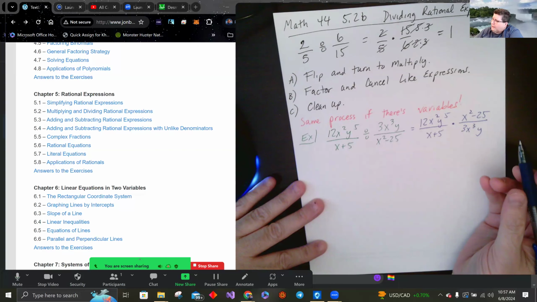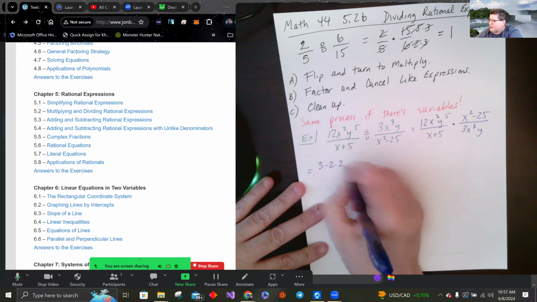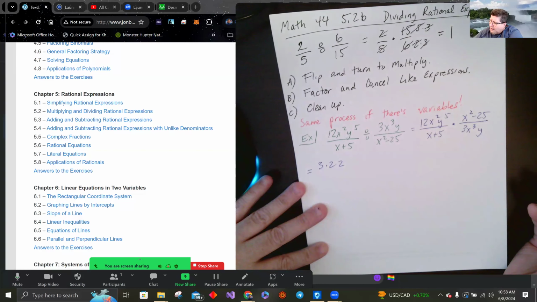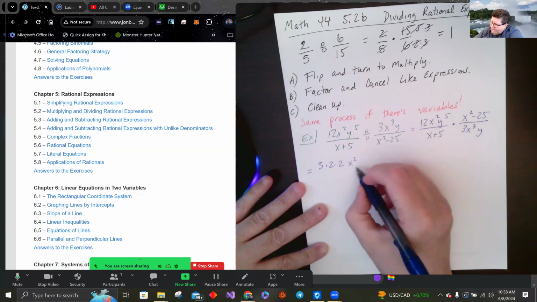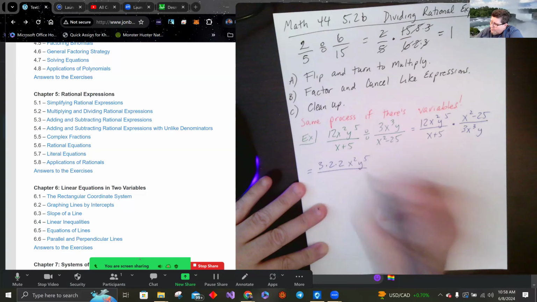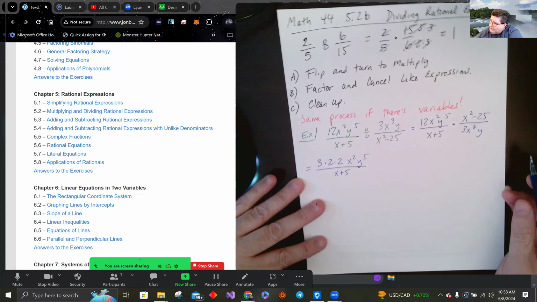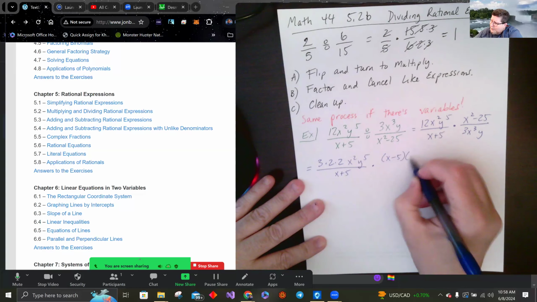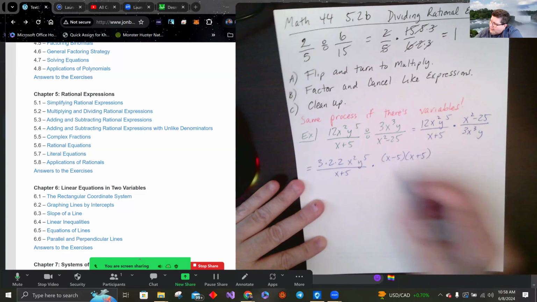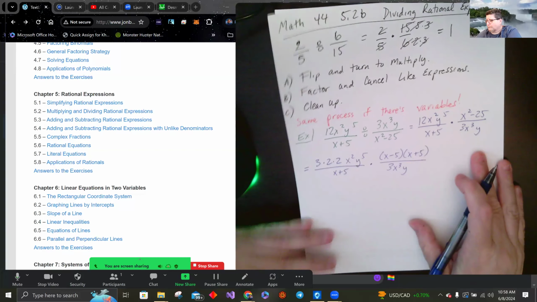Factor what you can. 12 is 3 times 4, which is 3 times 2 times 2. I will leave the x squared alone. The y to the 5th power. The bottom doesn't factor. The second one, the numerator x squared minus 25 turns to x minus 5 and x plus 5. And the denominator also doesn't factor. It's already in factor form.